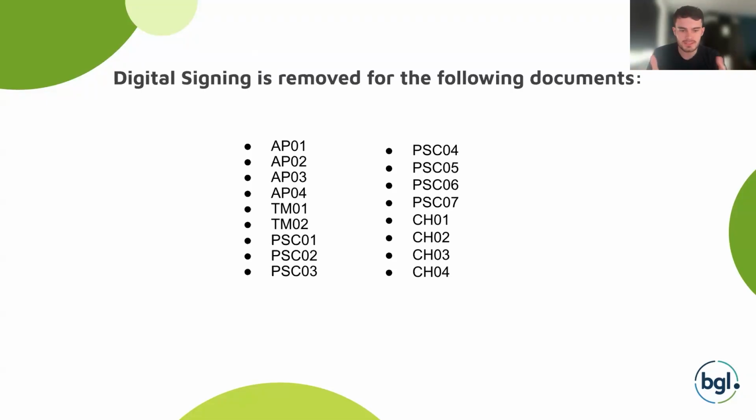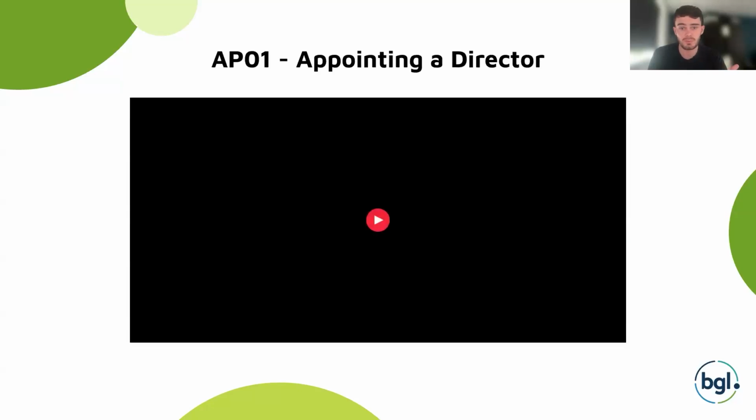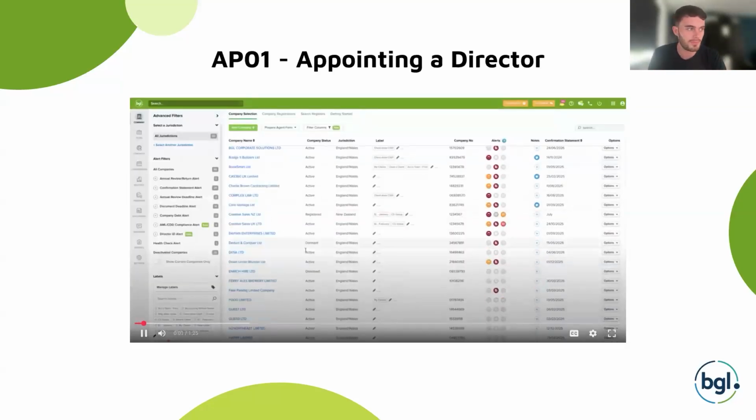There's been a number of forms updated in CAS 360 aside from the CS01, of which you can see here. They're all where the Companies House personal code should now replace digital signing for those particular documents. I'm going to run through a couple of them now and show you how it works within CAS 360, just as an example. The first one would be if you were appointing a director or filing an AP01 form.